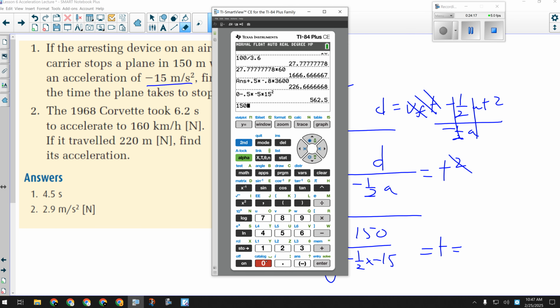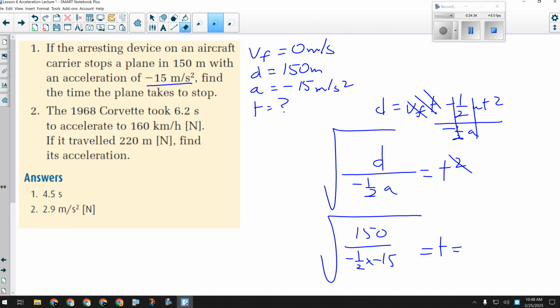All right, so 150 divided by negative 0.5 times negative 15. Then I've got to square root that. It's going to take 4.5 seconds. We've got 2 significant digits there. Okay, everybody all right with that?